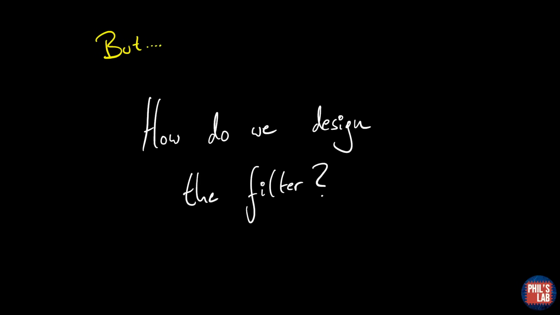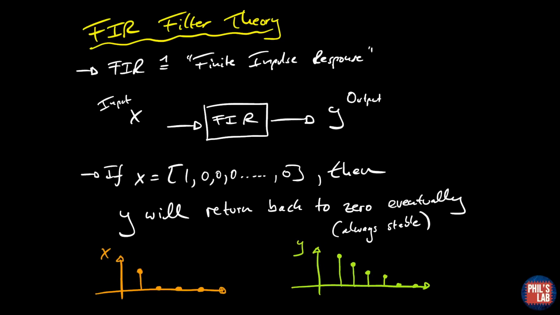The question now is, how do we actually design a filter like this? One type of digital filter, and a very common one, is known as the FIR filter. And FIR stands for Finite Impulse Response. A filter in general will have some sort of input, denoted by X. We pass it through, in this case, an FIR filter, and we get an output Y. If the input sequence is a 1 followed by all zeros, then what we get out is known as the impulse response, right? We put an impulse in here, and we measure the output. And for an FIR filter, the output will eventually return back to 0.